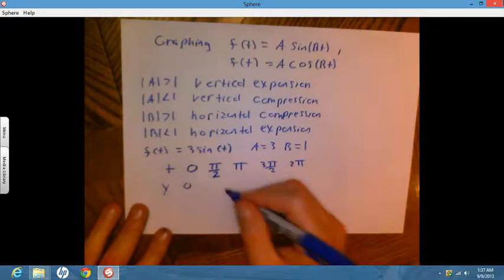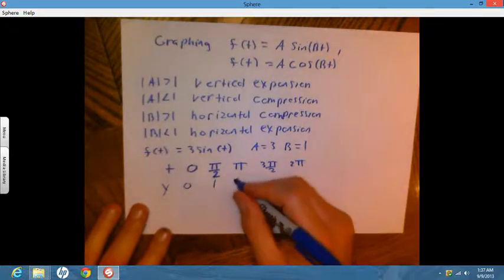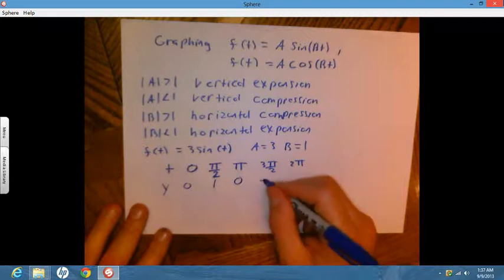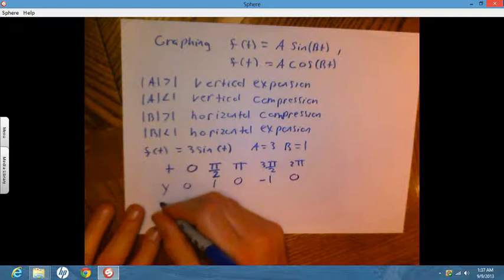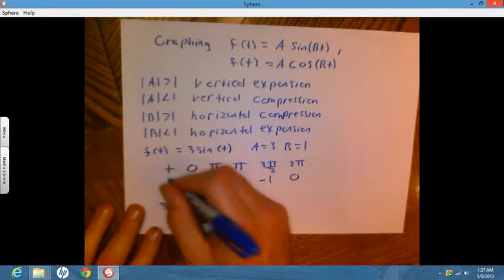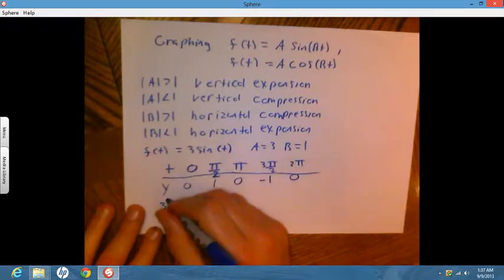And now I'm going to put my 3y over here. I'm just going to multiply all those values. Oops, don't want to cut that off. I'm going to multiply all those values by 3. So this is still 0. This is going to be 3. This is going to be 0. This is going to be negative 3. And this is going to be 0 again.